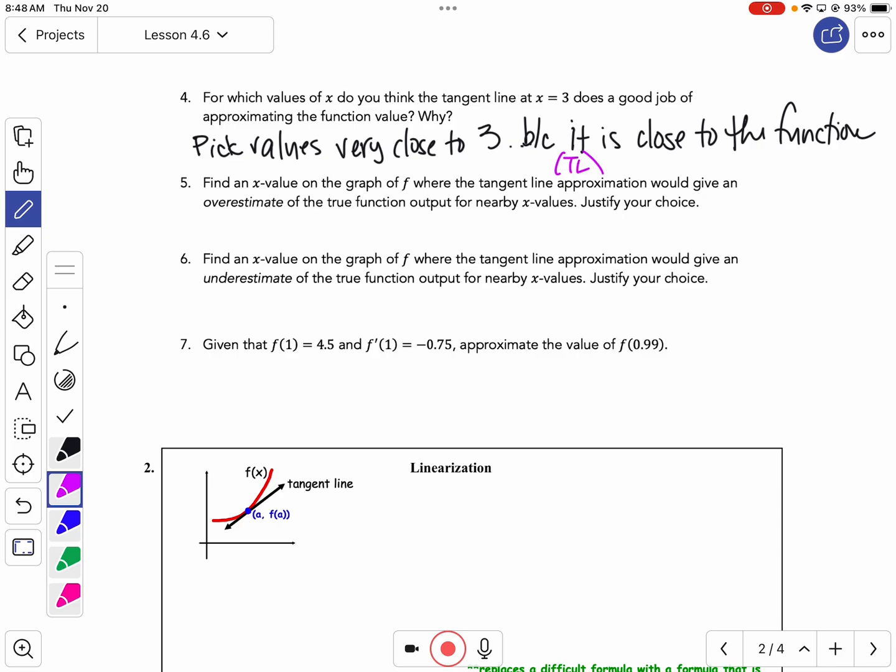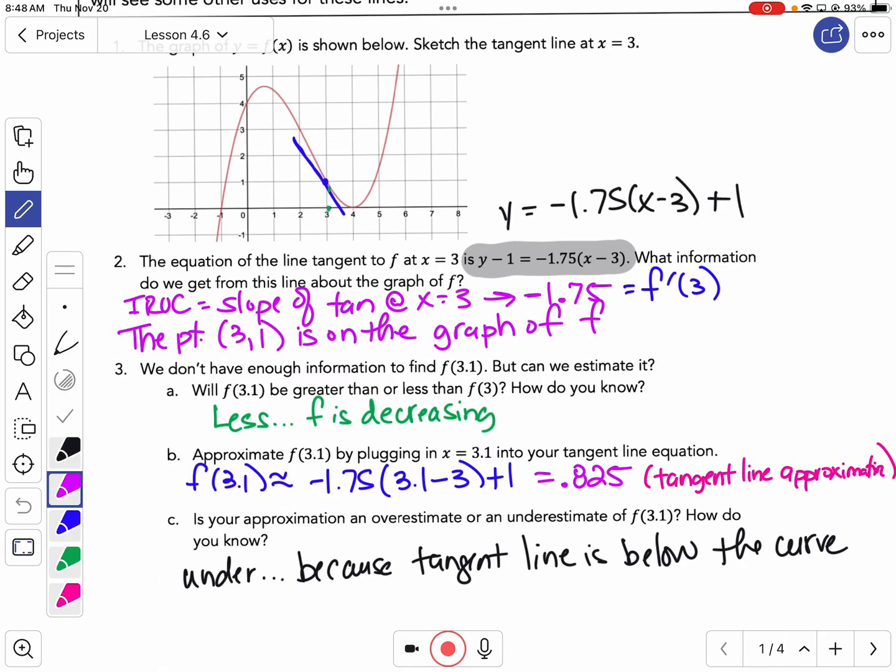So now what we want to do is let's go back and look. We want to pick an x value on the graph where the tangent line would give us an overestimate of the true function. So we want to pick an x value where if I drew a tangent line, it would give me an overestimate of the actual function value. All right. What do you think? There's lots of right answers here.